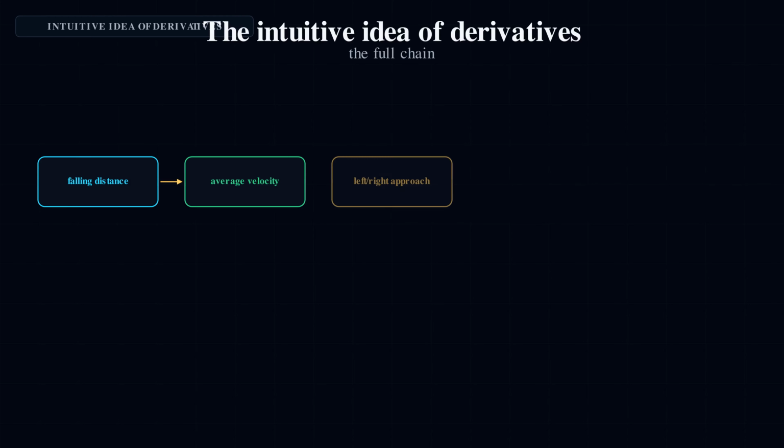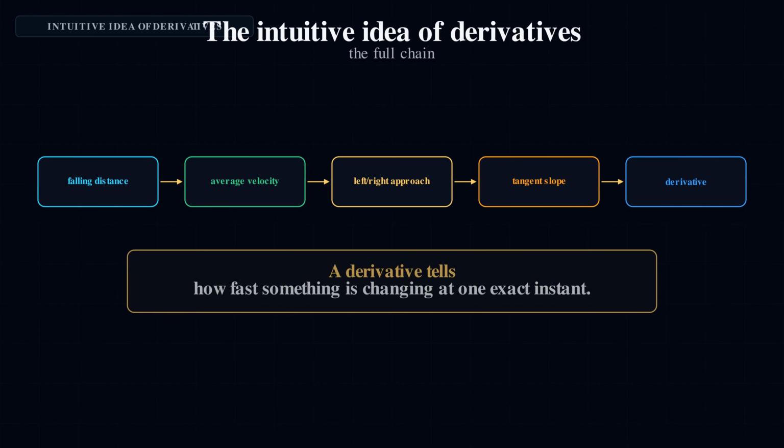Average velocity uses 2 times. Instantaneous velocity asks for 1 exact time. To reach that 1 exact time, a second point moves closer and closer. Secant lines approach a tangent line. The tangent slope gives the derivative.